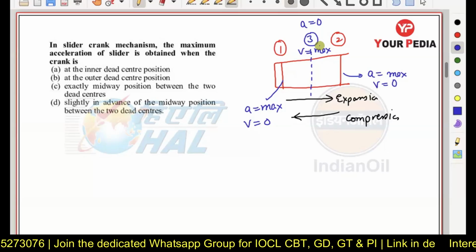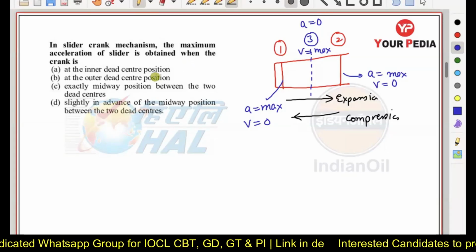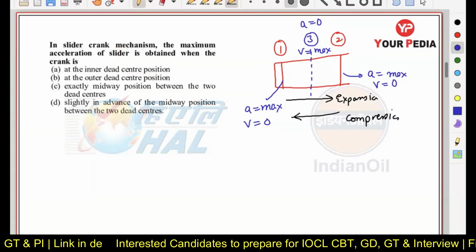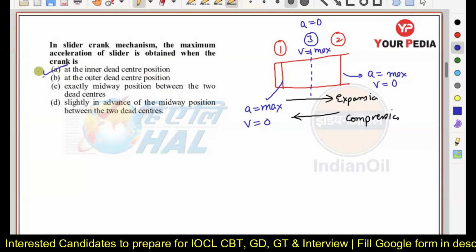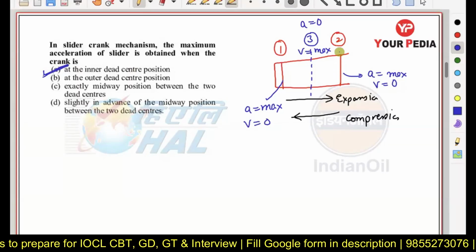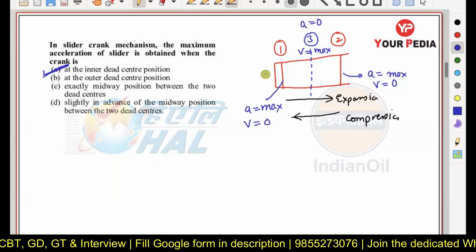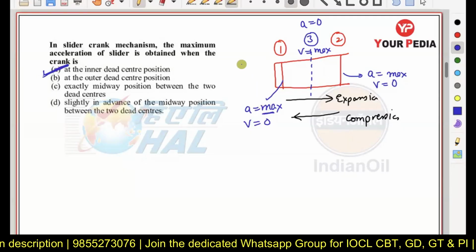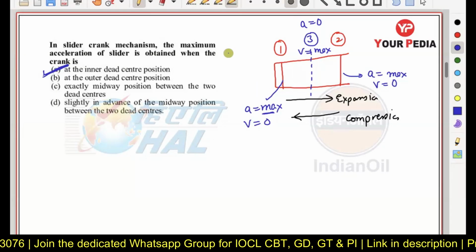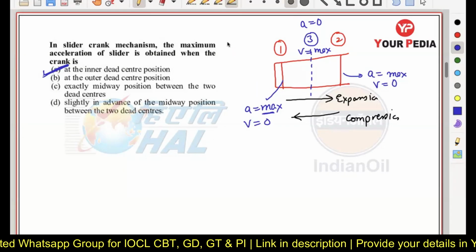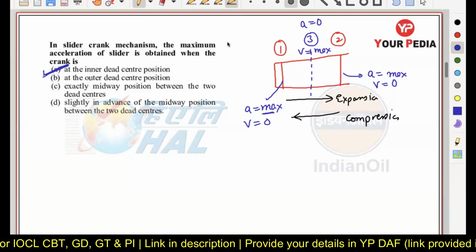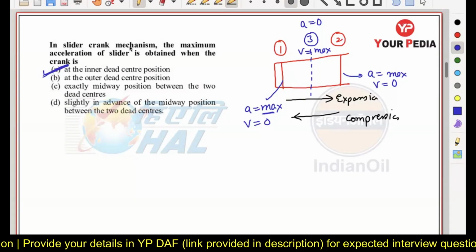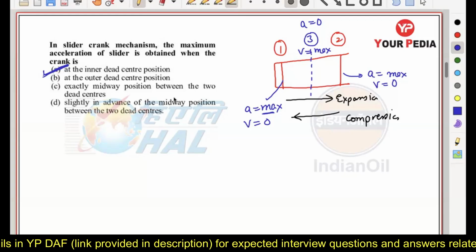Okay, now here you can see the single slider crank chain mechanism. The maximum acceleration of the slider is going to be obtained at the inner dead center here, at position number 2. Because at position number 1 also we are having a maximum value, but we are having one more term relating to the obliquity ratio, which I will cover in the static analysis chapter here. Because there we are having an analytical formula to solve the problem.